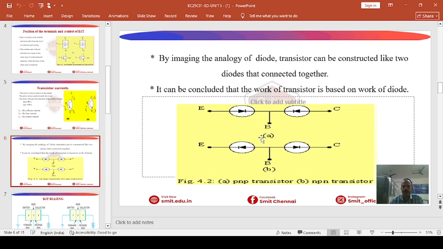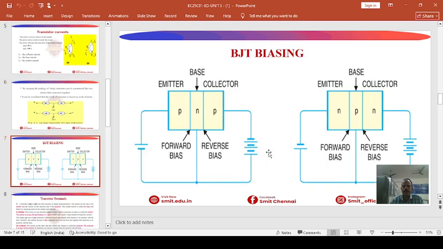In the PNP transistor, both diodes are towards the junction, whereas in the NPN transistor, you see both diodes are away from the junction. So this is the way we can have the construction of a transistor.